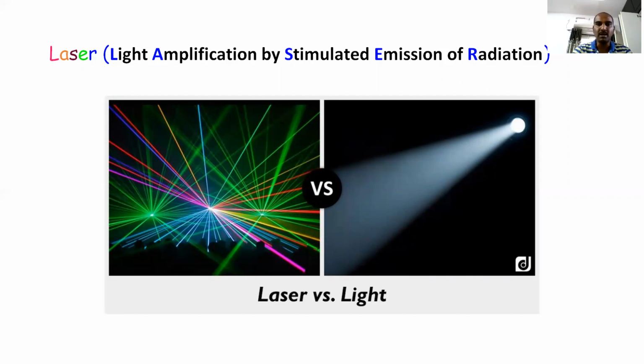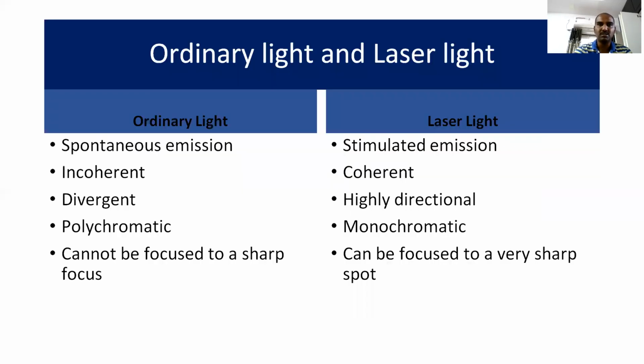Here we have to compare laser light with our conventional light or normal light. By making such a comparison between ordinary light and laser light, the main features related to ordinary light are: spontaneous emission, incoherent, divergent, polychromatic, cannot be focused to a sharp focus.